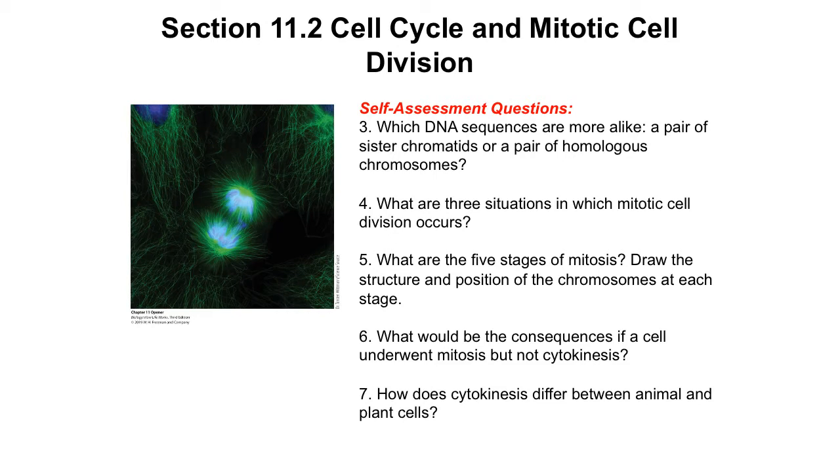So you can already sense that in these particular questions, we are focusing on the DNA and the behavior of the chromosomes during the process of mitosis. 6, what would be the consequence if a cell underwent mitosis but not cytokinesis? And 7, how does cytokinesis differ between animal and plant cells?